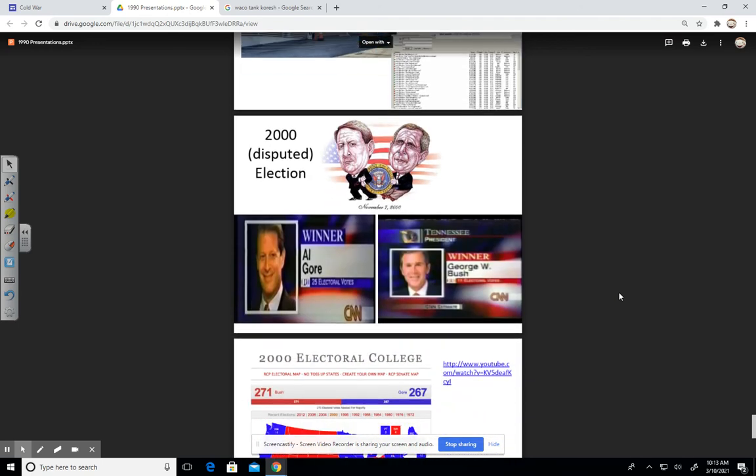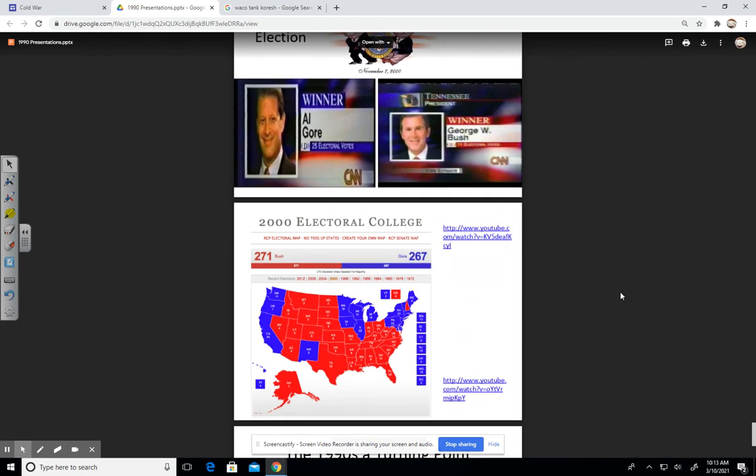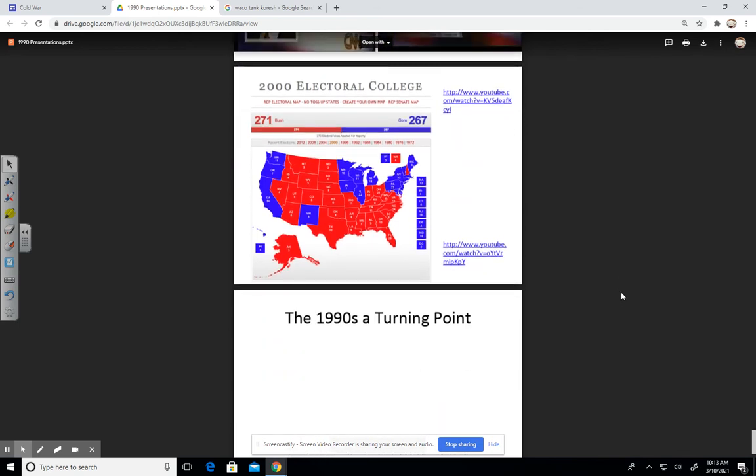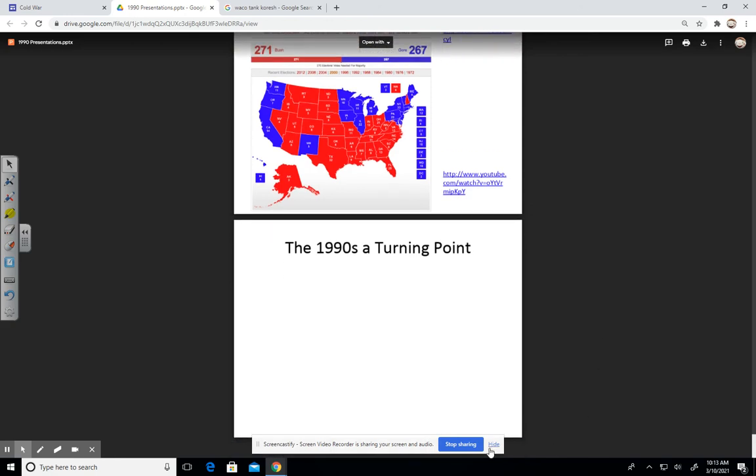2000, we have a disputed election between Al Gore and Bush, and we see the electoral votes under dispute, and that will take us into the 2000s. So that's it.